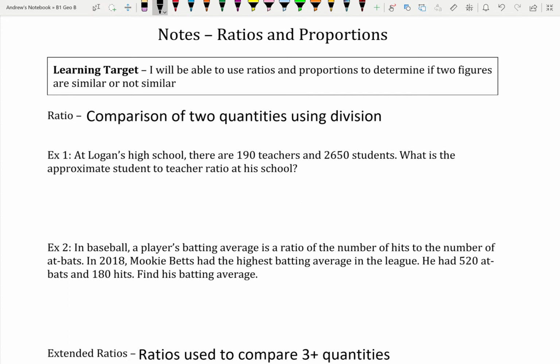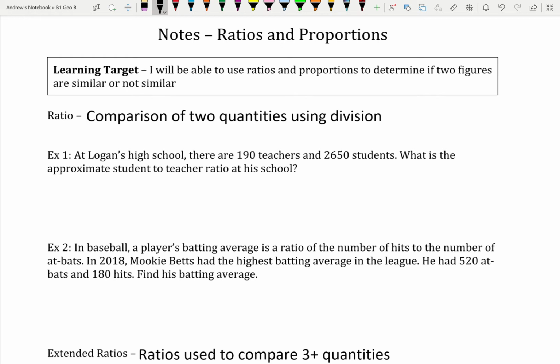Right, so we're moving on to our second unit, which is all about similarity. We're not going to jump too much into actual similarity and geometry until after we get back from break. What we're going to do for now is focus on ratios and proportions, which are a pretty big part of similarity.